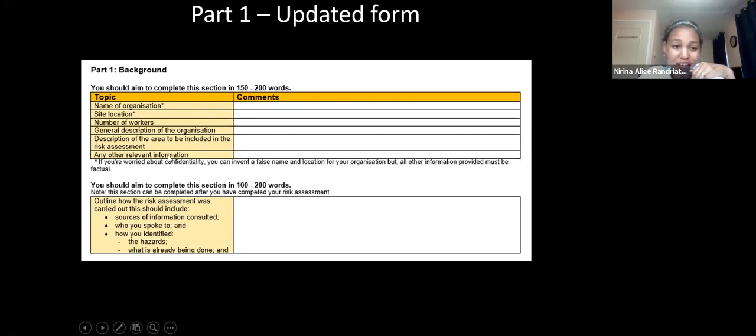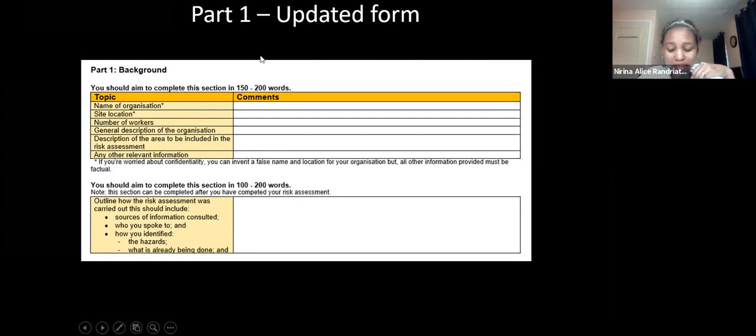So here, the content is exactly the same. The only difference is how we're going to present your answer. Same thing, name of the organization, site location, number of workers, and so on. And then the other section, also the same thing. This is the methodology where you talk about sources of information you consulted, who you talked to, how you identified the hazards and the controls, and so on. So this is the new one.